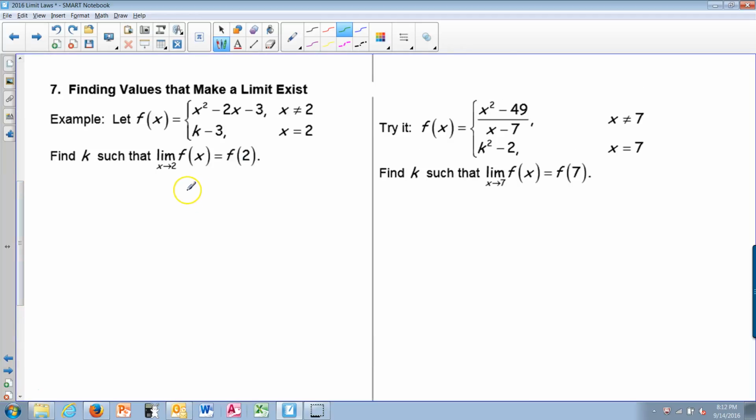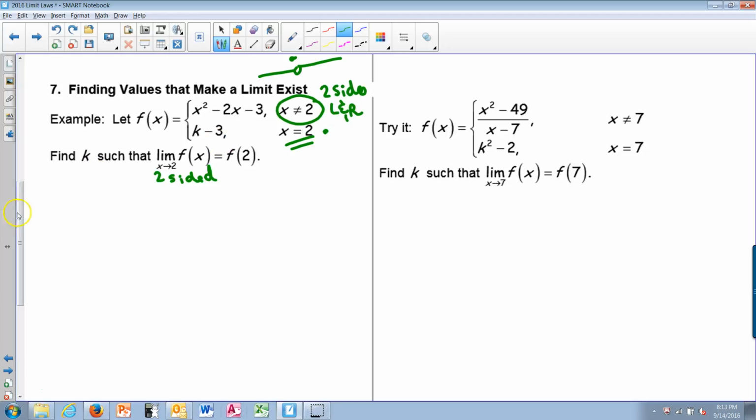Okay, finally, we're going to find values that actually make a limit exist. If we want to find the value of the constant k such that the two-sided limit is equal to the function value, notice that for x not equal to 2, that is both sides of 2. That's basically saying everything except 2, we're going to give you a value. And then the value for 2 could be something else, a different dot. So this is really just the dot, where this part's the left and the right.